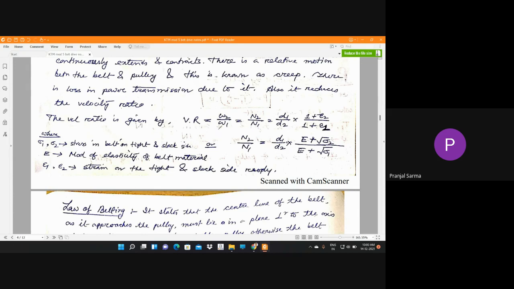So velocity ratio is omega 2 by omega 1 or N2 by N1. Okay, so this is the same as d1 by d2 multiplied by (1 plus epsilon 2) divided by (1 plus epsilon 1), where this epsilon 1 and epsilon 2 are nothing but the strain on the tight and the slack side respectively. Or in terms of the modulus of elasticity and stress, the same thing can be written as (E plus root sigma 2) divided by (E plus root of sigma 1).